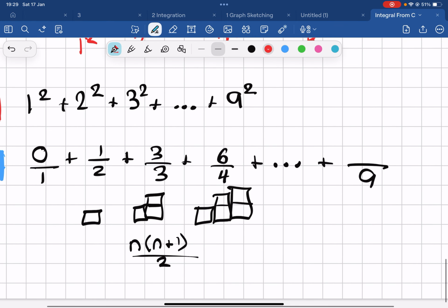So we can just say this is 1, and we need to go up until 8, because we have 1 to 9. We need to check our numerator for 8. So 8 times 8 plus 1, so 8 times 9, 8 times 9 is 72, divided by 2 is 36.